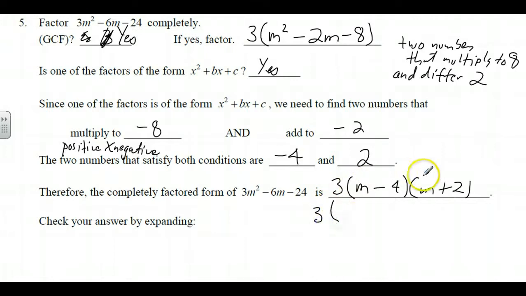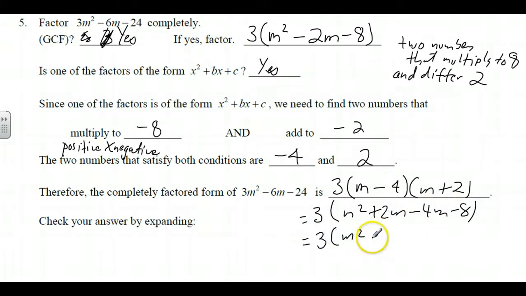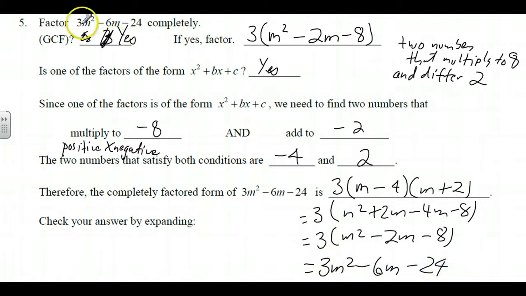Okay, so first I'm going to multiply these out. M squared, FOIL, plus 2m minus 4m minus 8, which is m squared minus 2m minus 8, middle term collected, right? So we're there, and that's 3m squared, right? This is also a factor, minus 6m minus 24. And now we should be looking, is this the original? Yes, it is.